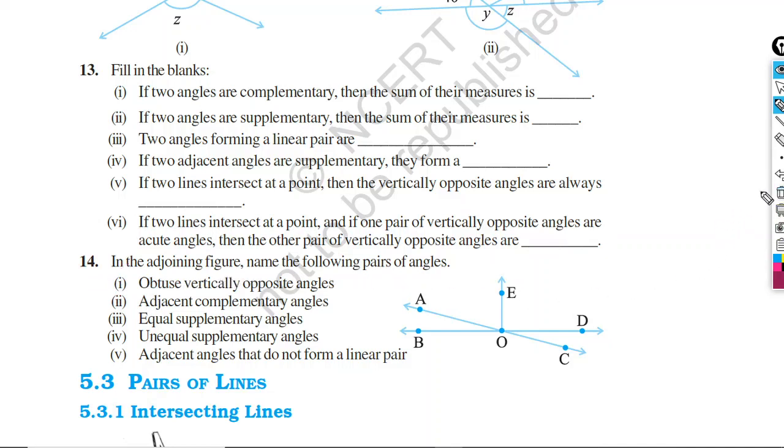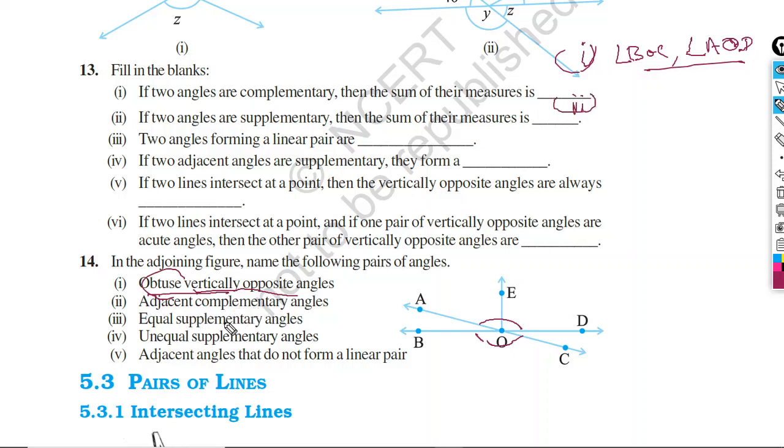Now question 13. In the adjoining figure, name the following pair of angles. I: obtuse vertically opposite angles. Here you can see the obtuse vertically opposite angles are this angle, angle BOC, and another angle, AOD. This is the pair of obtuse vertically opposite angles.